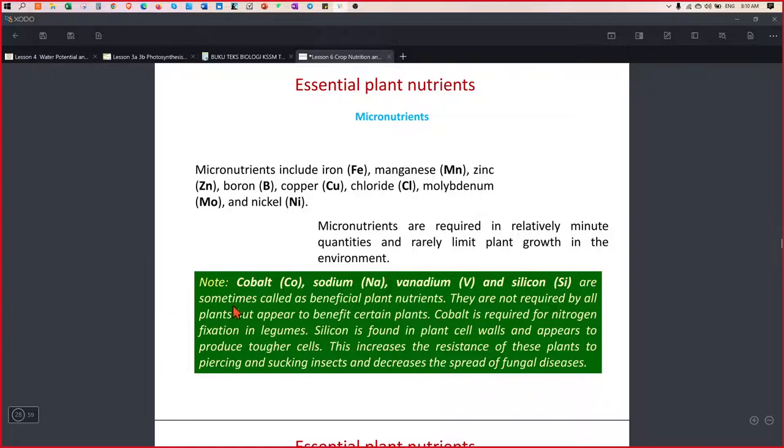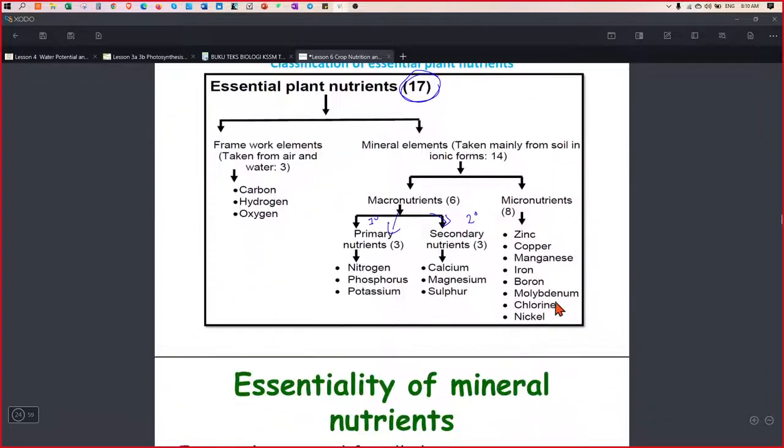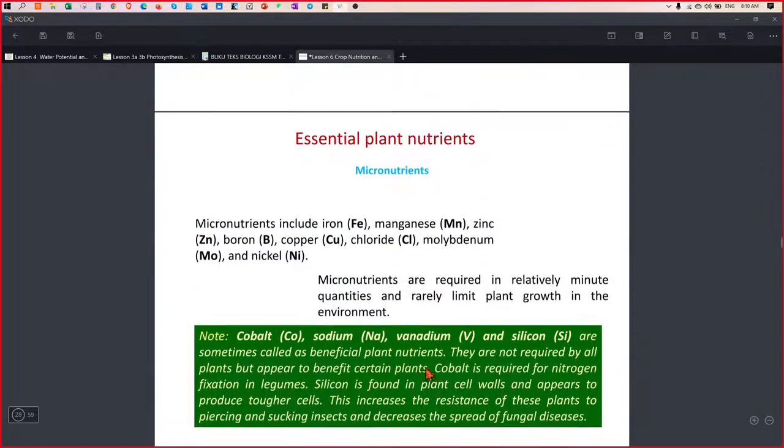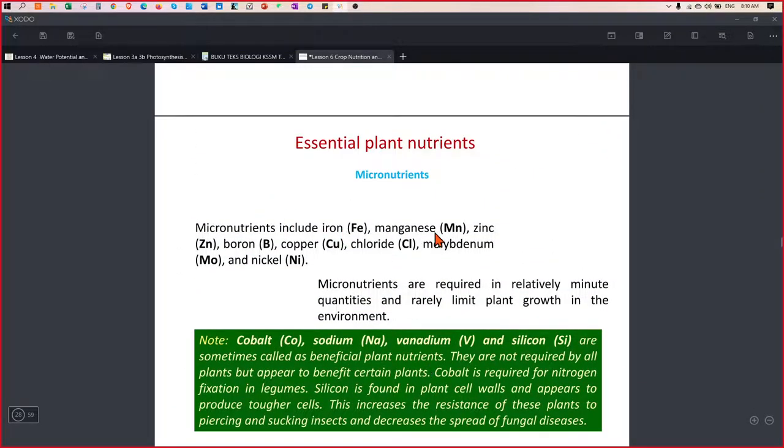Oh yeah, special note here. Cobalt, sodium, vanadium, and silicon are sometimes called beneficial plant nutrients. Not required, but if they are present, then that's good, right? And they belong under the micronutrients category, in addition to the original 8 micronutrients. What are the original? I expect you to memorize all these 17 elements. So the micronutrients include iron, manganese, zinc, boron, copper, chloride. It's not chloride actually, this is chlorine.